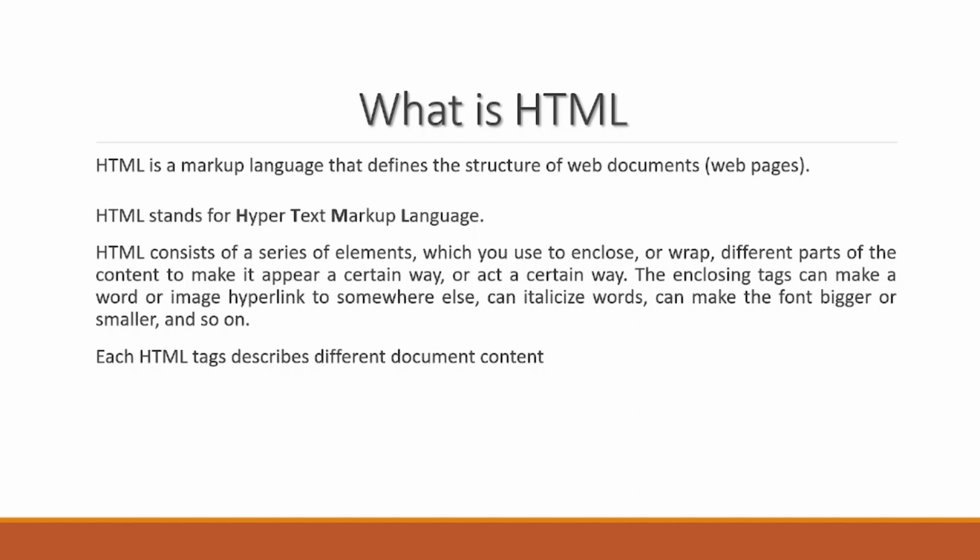Each HTML tag describes different document content. That is, each and every element tag that appears on a web page, while building a web page, determines a different document content. How different elements are displayed or behave is determined by these tags. So every tag has the way it behaves and interacts.